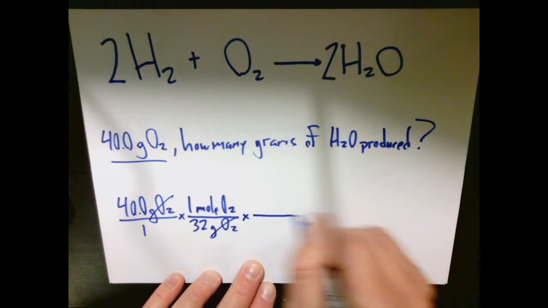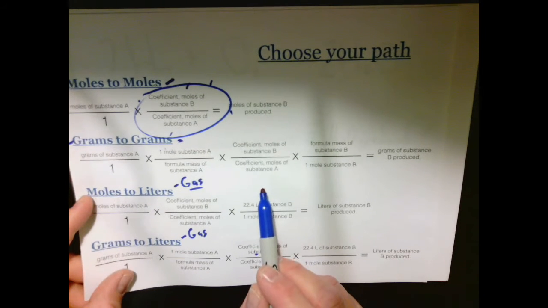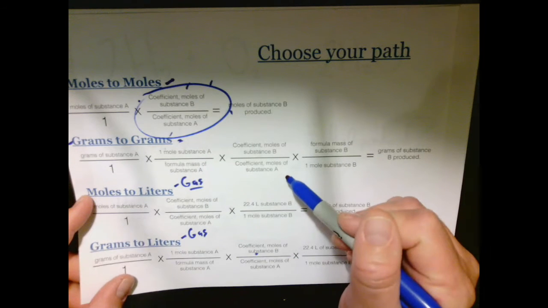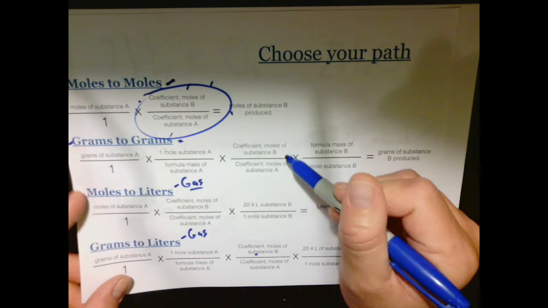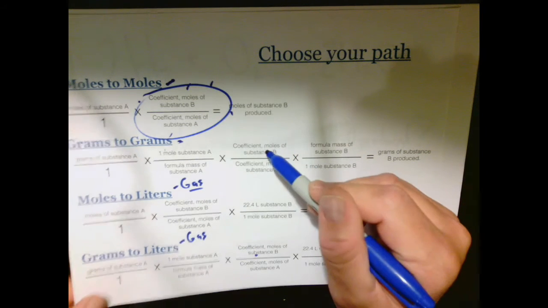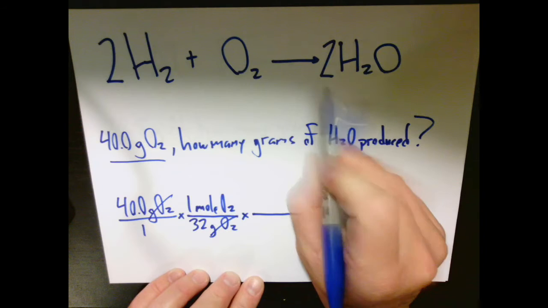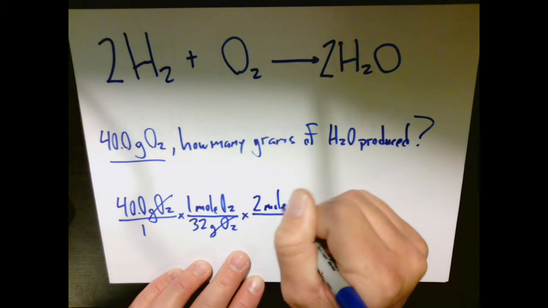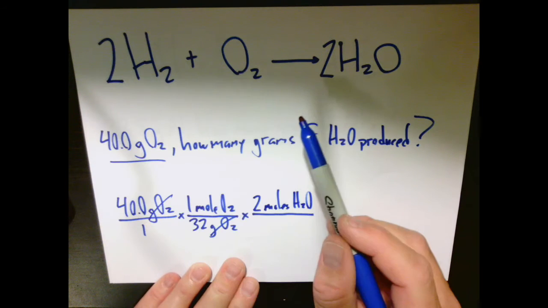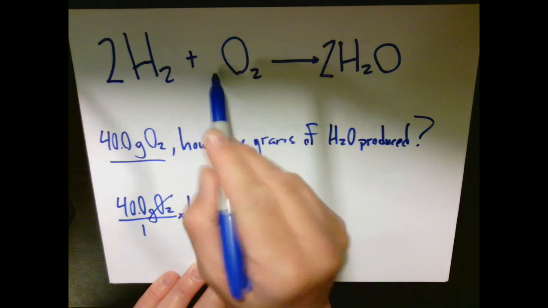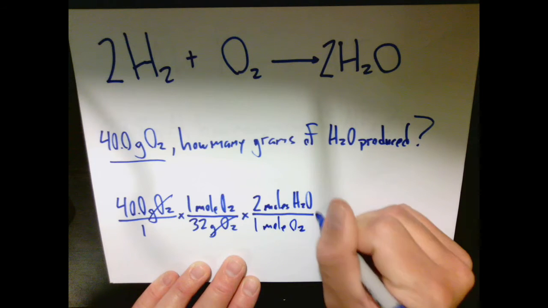The next fraction, we're going to use our coefficients from the balanced equation. Moles of substance A on the bottom, and this substance A here is the oxygen, what we're starting with. And substance B is the water, and its coefficient from the balanced equation. The coefficient for water is 2, so we'll put 2 moles of H2O. And again, remember, these coefficients are a ratio in moles. On the bottom, the coefficient for the oxygen is 1, 1 mole of O2.